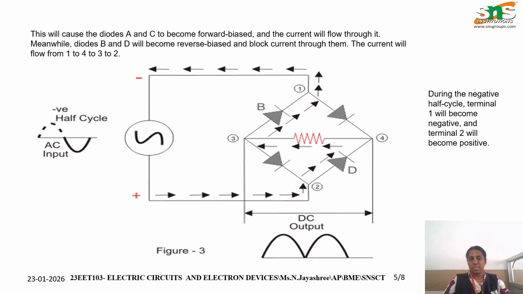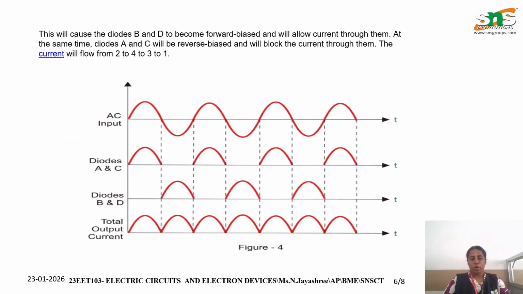Here the AC signal flows from the input to terminal 1 and terminal 2. This is the output waveform of the forward biased diodes. Only one signal is given as the AC input, and diodes A and C will conduct the positive half cycle. The negative half cycle does not give any output. Whenever the positive cycle comes, diodes A and C will give the output as the positive cycle.